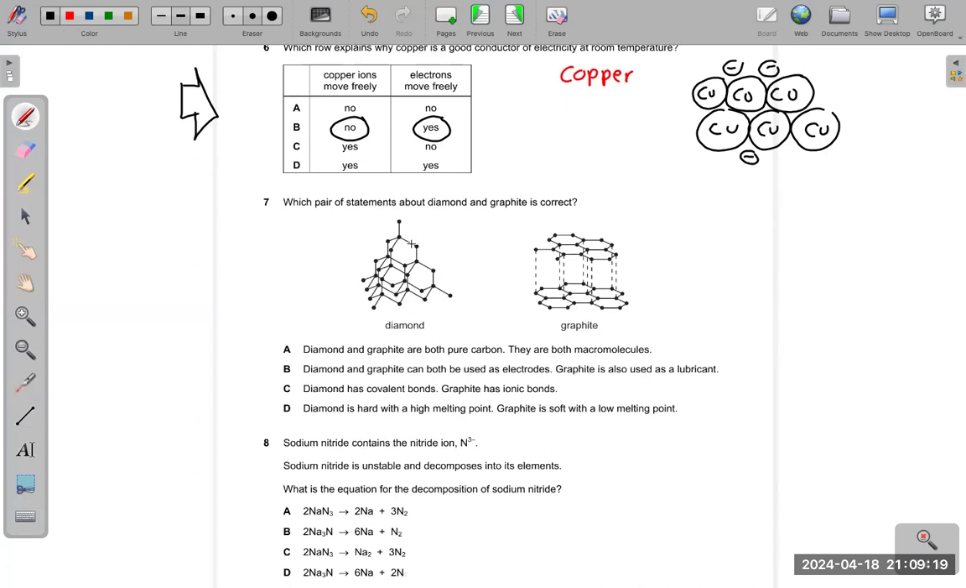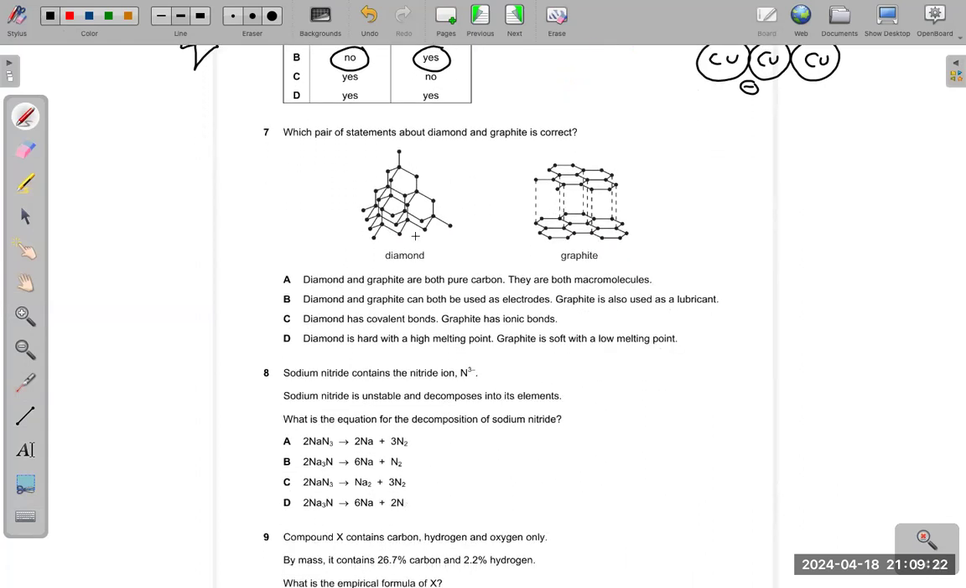Which pair of statements about diamond and graphite is correct? The diamond and graphite, one which was in the exam today, are both pure carbon. They are both macromolecules.